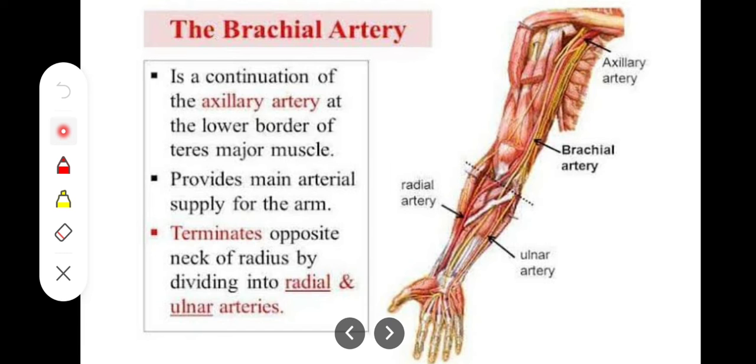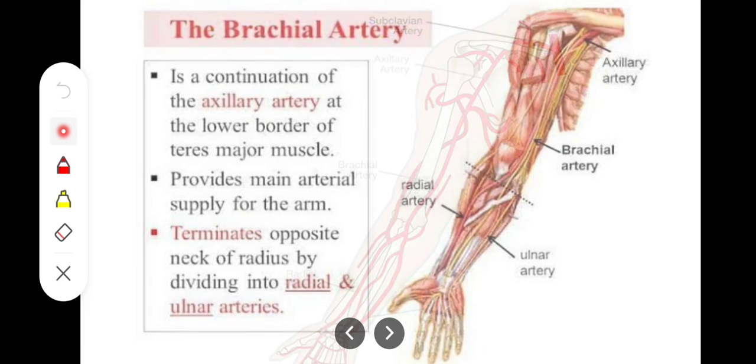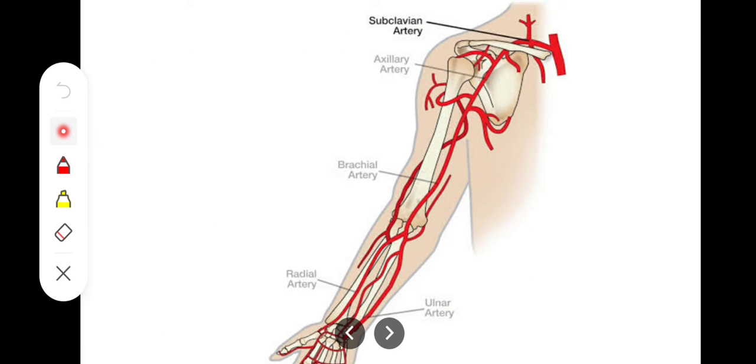And let's take a look at its various relations and how it will be passing. As you can see, it is just a continuation of the axillary artery, right? And it moves downwards and medially, and then laterally, until it divides into its two terminal branches, that is the radial and the ulnar arteries, right? So let's take a look at its various relations.